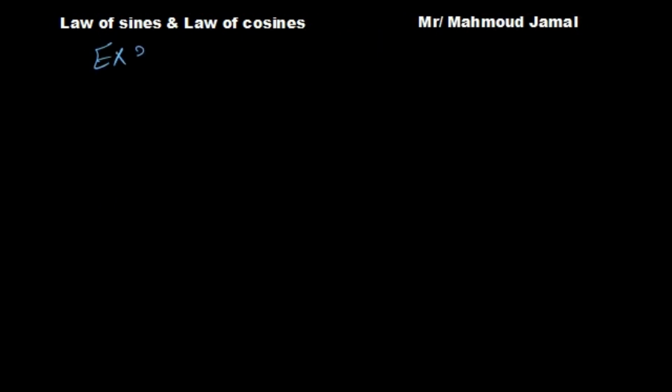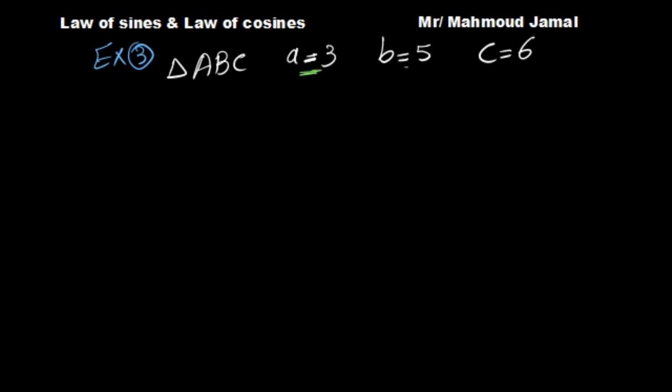Now example number 3, and we have triangle ABC. We know that A equals 3, B equals 5, C equals 6, and I want to find out the other 3 angles. How to solve? Now I want to know the angles, and I have the 3 sides.